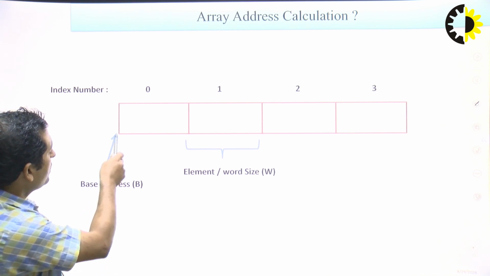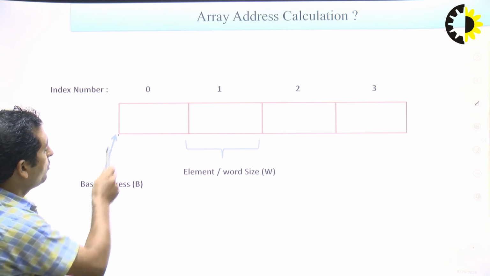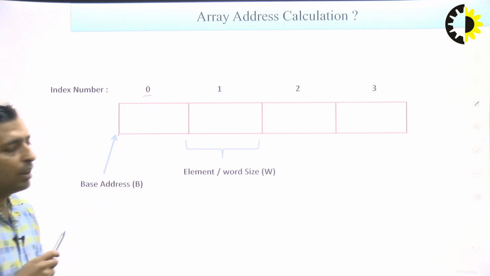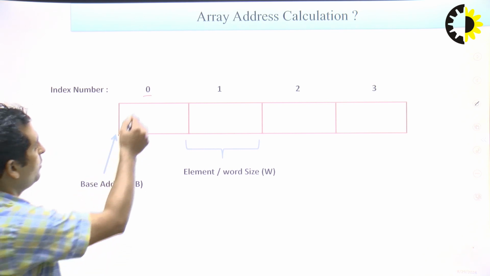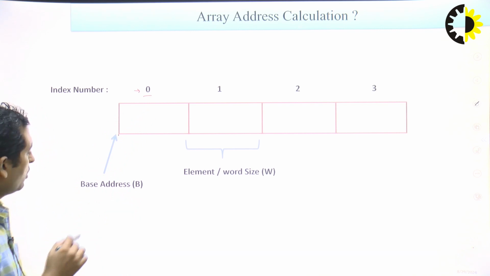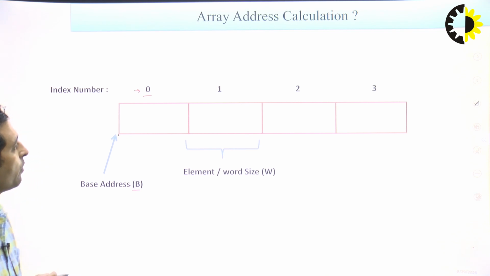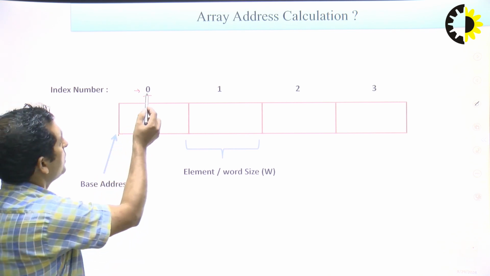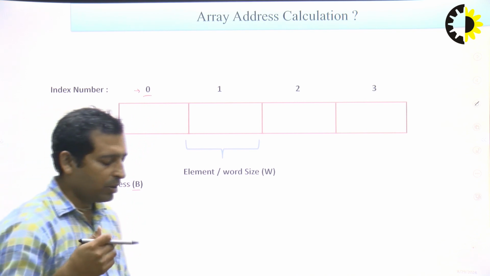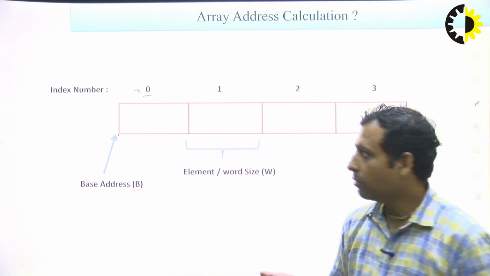Let the starting address of the array start from here, meaning the address of the first element. Let the index here start from 0. So, this is known as the base address. This is the convention, start from 0. An array can start from any other index, maybe 1, 2, 3 or a customized index.